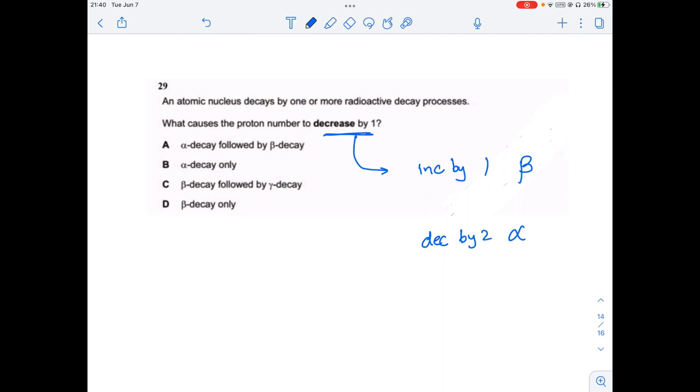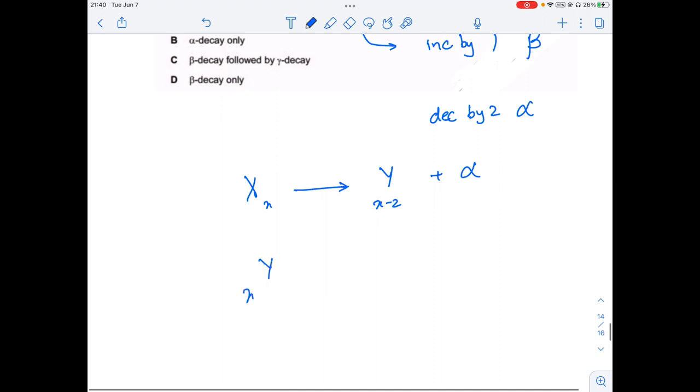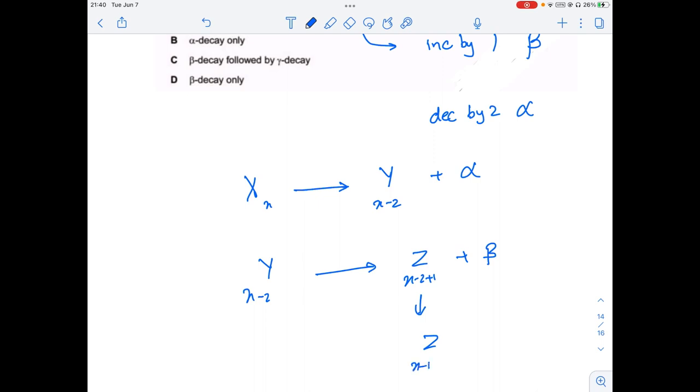So, for example, we take an element X. Now, if it undergoes alpha decay, it becomes Y. So its proton number becomes X minus 2 because of the alpha decay. Now this Y, X minus 2, if it undergoes beta decay, then it may become X minus 2 plus 1 because of the beta decay. So we can see that the new one, Z, is becoming X minus 1.